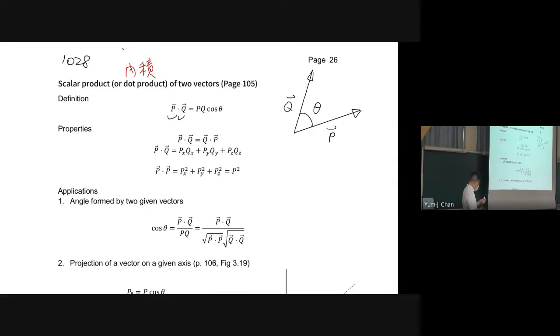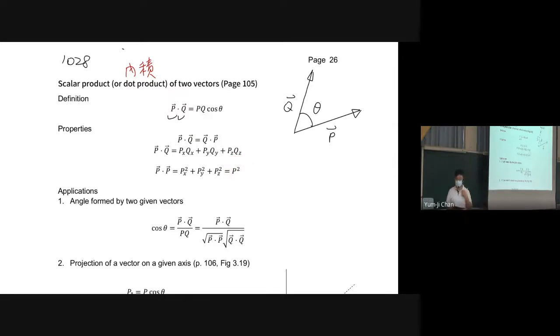These properties, I think you should know them. P dot Q is equal to Q dot P. If P and Q can be written as PX i plus PY j plus PZ k, then P dot Q is equal to this. If we carry out the dot product of a vector with itself, we will get the square of the magnitude of the vector.